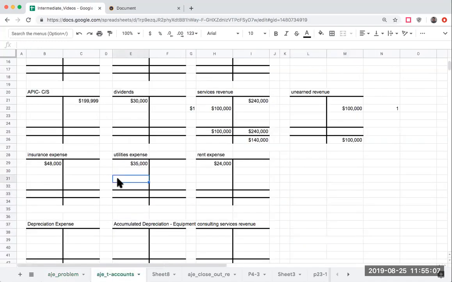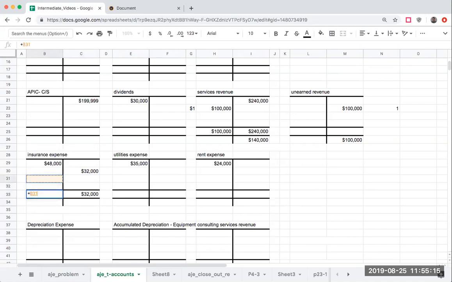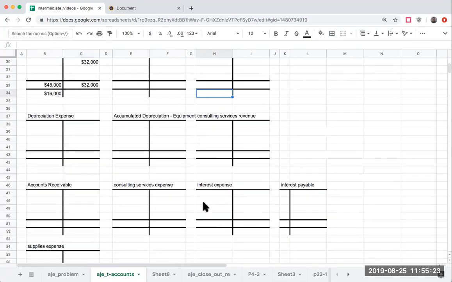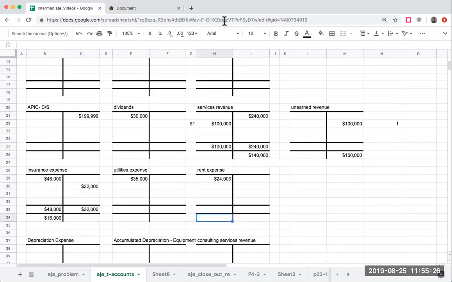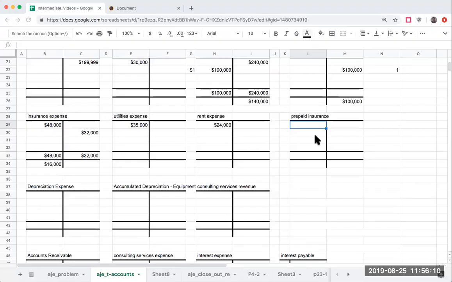So I'm going to go ahead and credit insurance expense for $32,000. And then with prepaid insurance, where did I put prepaid insurance? Uh-oh, hold on. So here I'm crediting insurance expense for $32,000. So I'm crediting insurance expense, and then I'm going to be debiting prepaid insurance right over here for $32,000.